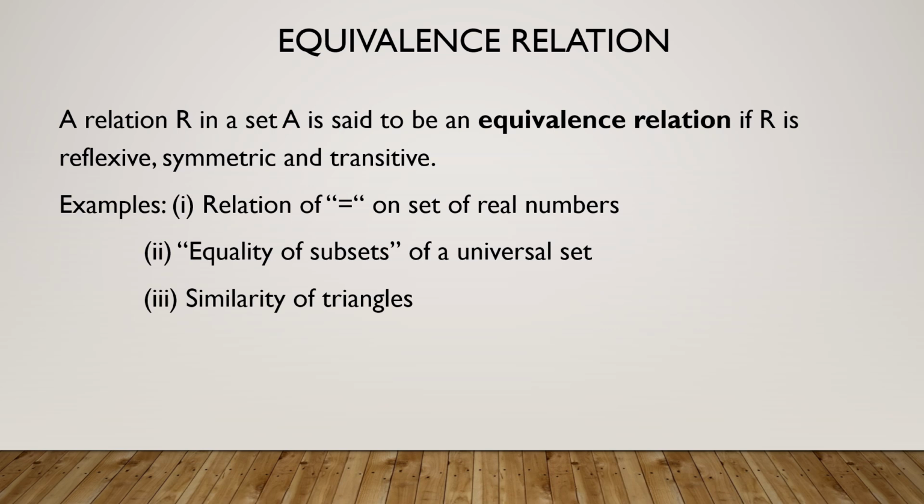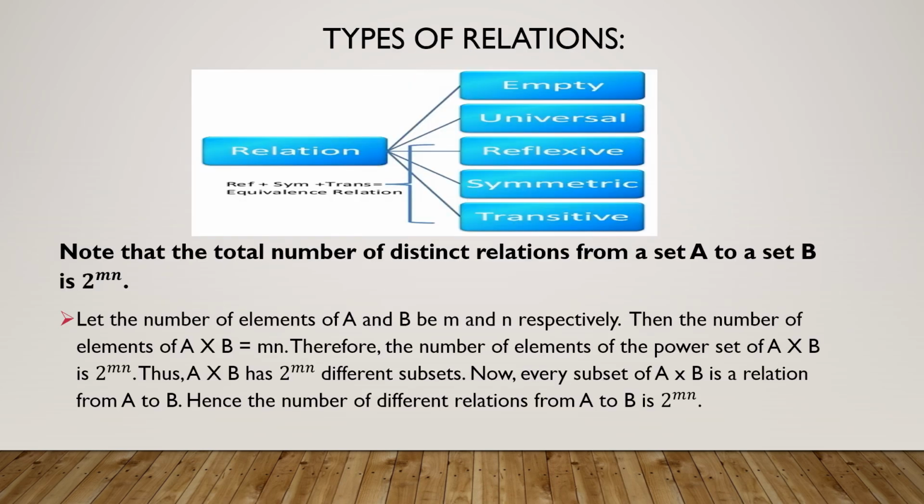Correct? Remember, subsets means it can be a subset or equal to. Similarity of triangles, this will also always be reflexive, symmetric and transitive, because you know that a triangle will be similar to itself. If one triangle is similar to another one, the other one will also be similar to the first one. And if triangle 1 is similar to triangle 2 is similar to triangle 3, obviously triangle 1 will be similar to triangle 3. So these are the examples of equivalence relation. So an overview, you can have empty and universal relation, you can have reflexive, symmetric and transitive relation, and if a relation is reflexive, symmetric and transitive, then it is called an equivalence relation.